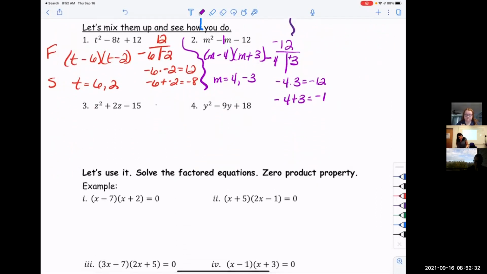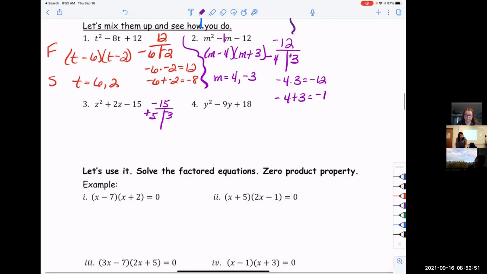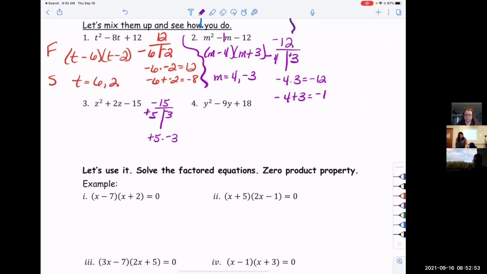All right, factors of -15 that give me 2. Y'all said 5 and 3. All right, I want to subtract those because I need to get a 2, so that means my highest number needs to carry the positive sign. So that's a plus and that's a minus. Integer rules are a big deal. So +5 times -3, +5 plus -3. So I'm good.